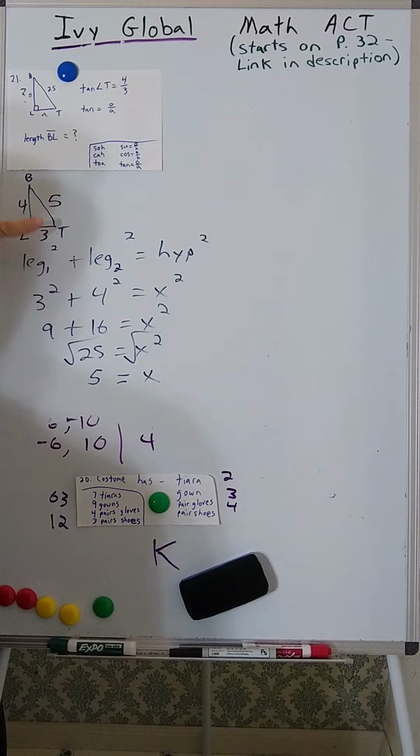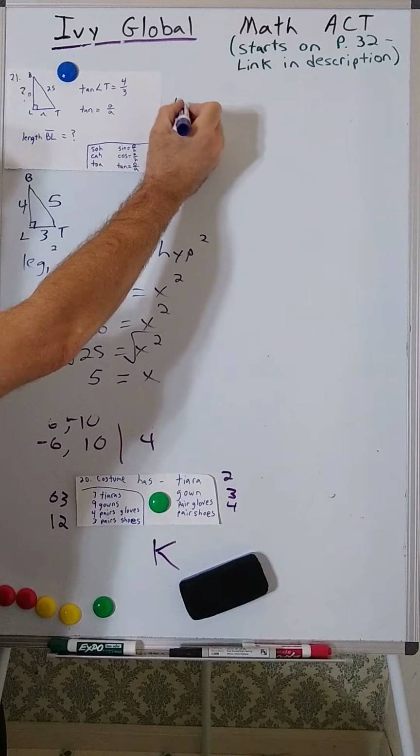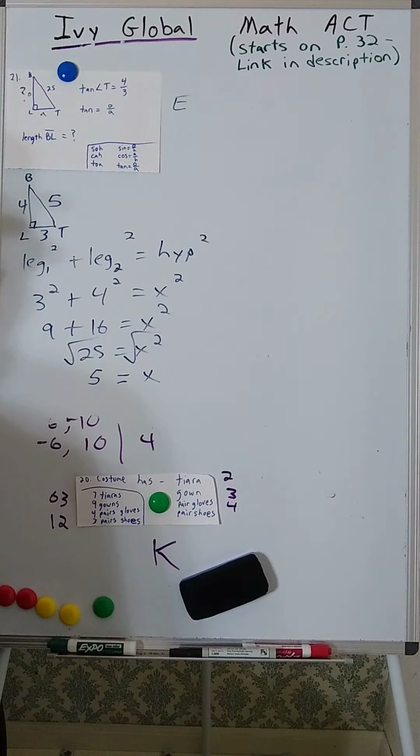And this triangle is similar to this triangle. So we can find a scale factor that goes from here to here, and that would be 5. 5 times 5 is 25. So 5 times 3, this side would be 15. 5 times 4, this side would be 20. And it's asking for the side of BL, and that's 20. So 21, the choice is E.